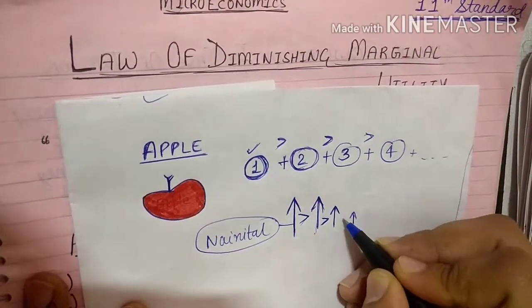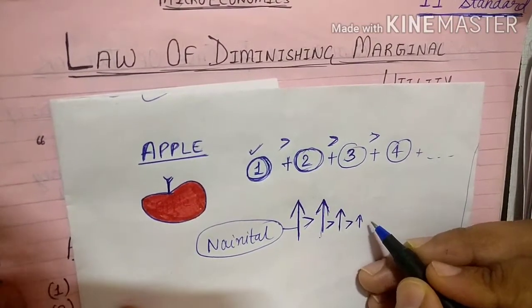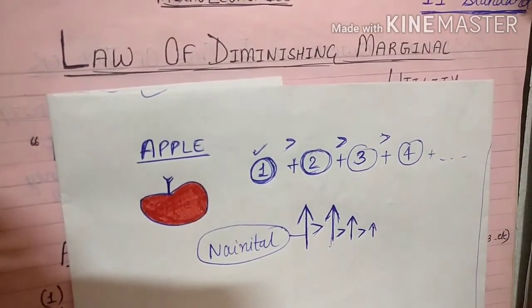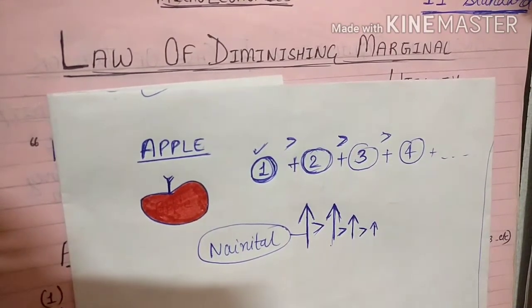Again you went to Nainital. Okay, so this time also you get less satisfaction. Now next time what will you say? Parents, I don't want to go to Nainital. Let's go to some other place because I have already visited four times. So what happens? Your satisfaction goes on diminishing.